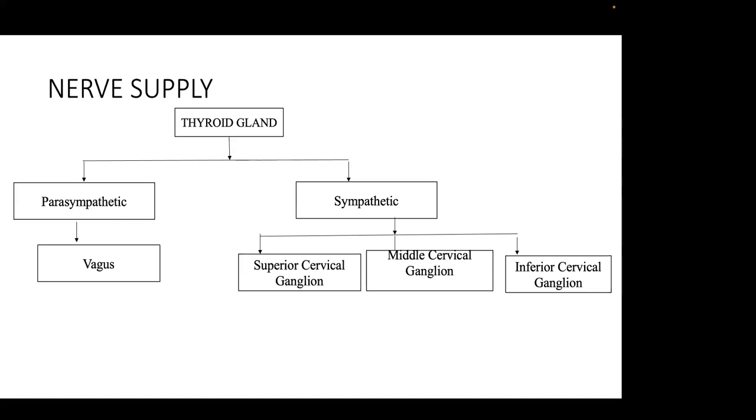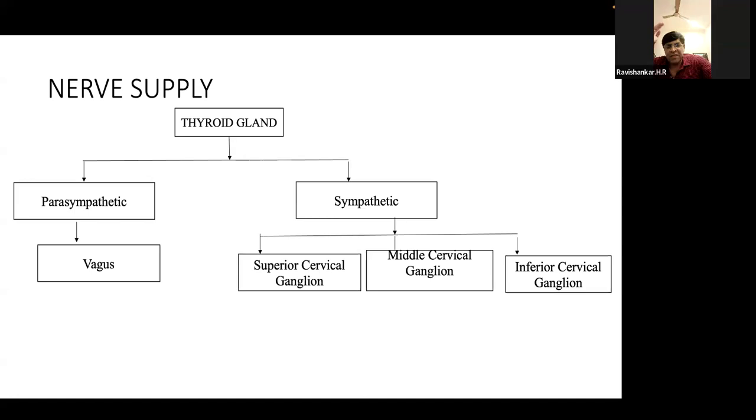This is the course of the left recurrent laryngeal nerve, and we have the right recurrent laryngeal nerve, which comes across the right subclavian artery, and it will then go behind it and then ascend upwards. What percentage is it not recurrent?